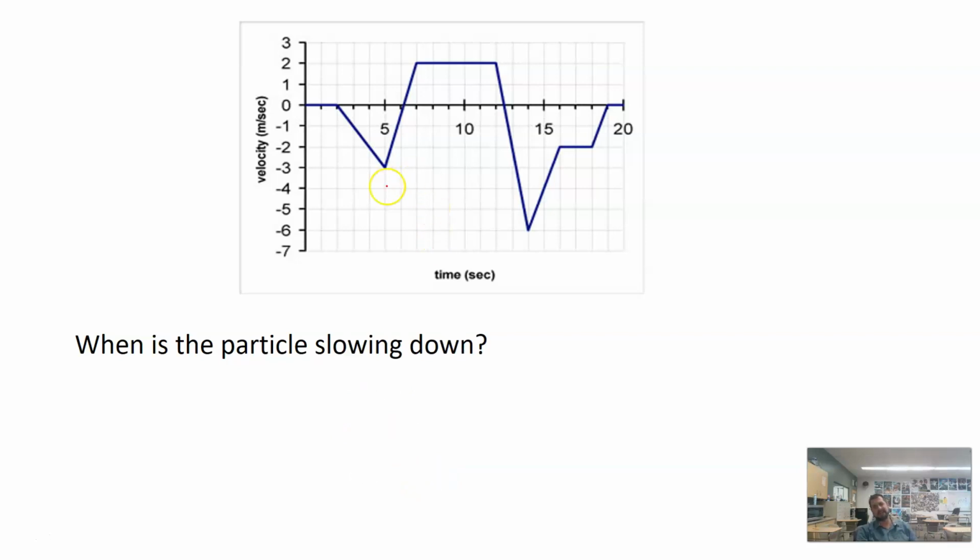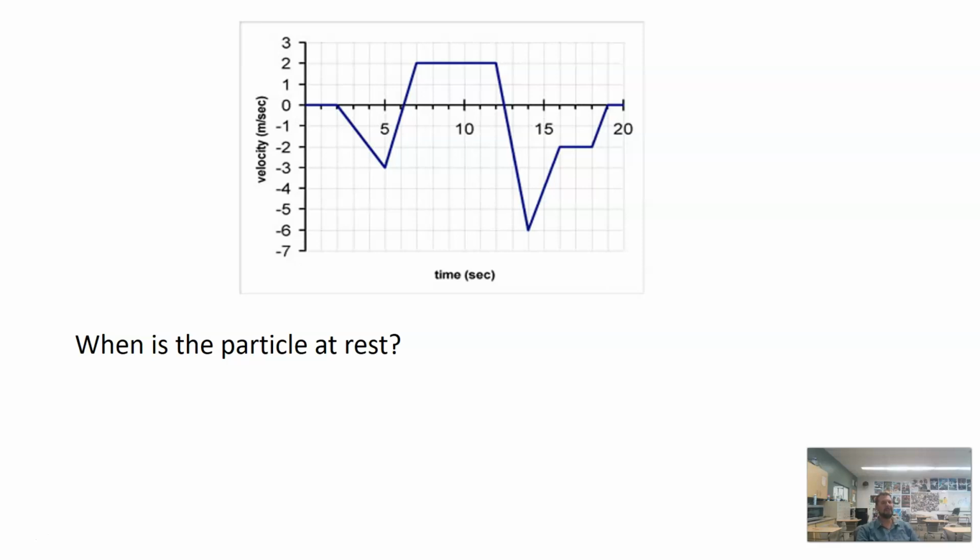Slowing down is any time my graph is moving towards the x-axis. So we'd have from 5 to 6, because that's when the graph's moving towards the x-axis. Also from 12 to 12.5, it's slowing down. From 14 to 16, it is slowing down. And from 18 to 19, it's slowing down as well. You'll notice that on these flat lines, it's neither speeding up nor slowing down again, because that is when it's moving at a constant speed.